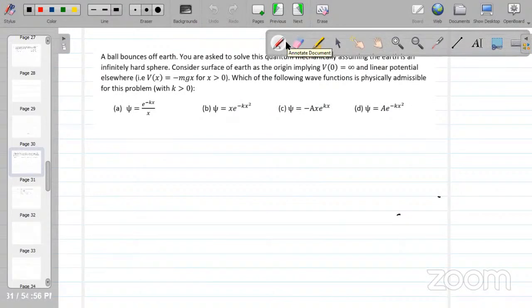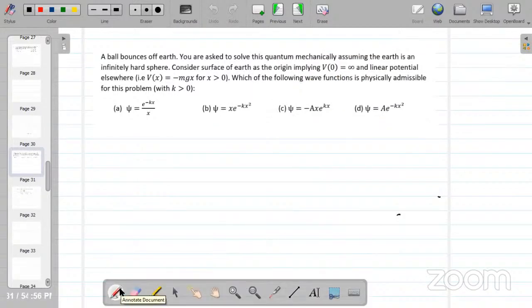Just look at this problem. Maybe I'll end with this problem. Maybe just quickly read this. A ball bounces off Earth.